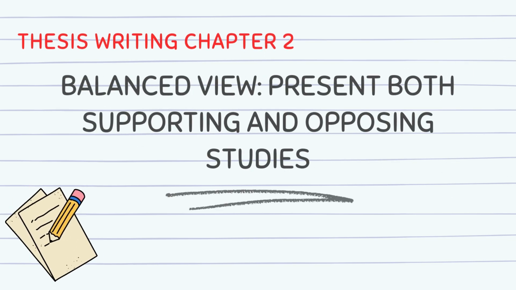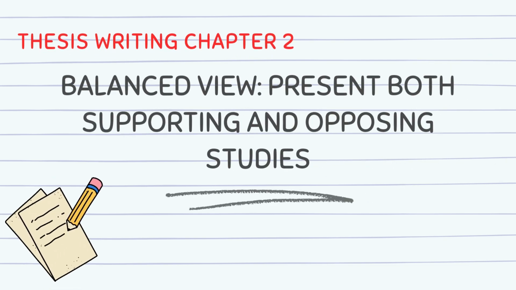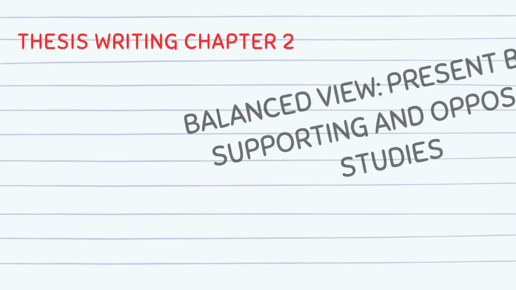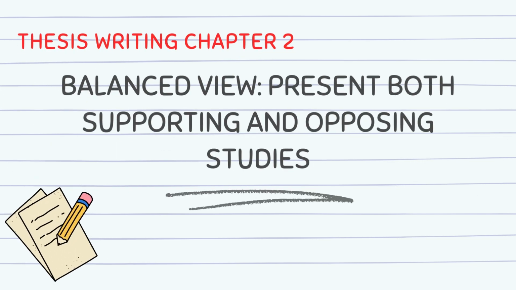Balanced view. Present both supporting and opposing studies. In writing Chapter 2 of your thesis, one of the most crucial elements is maintaining a balanced view by presenting both supporting and opposing studies. A balanced literature review does not simply reinforce your own assumptions or initial hypotheses.